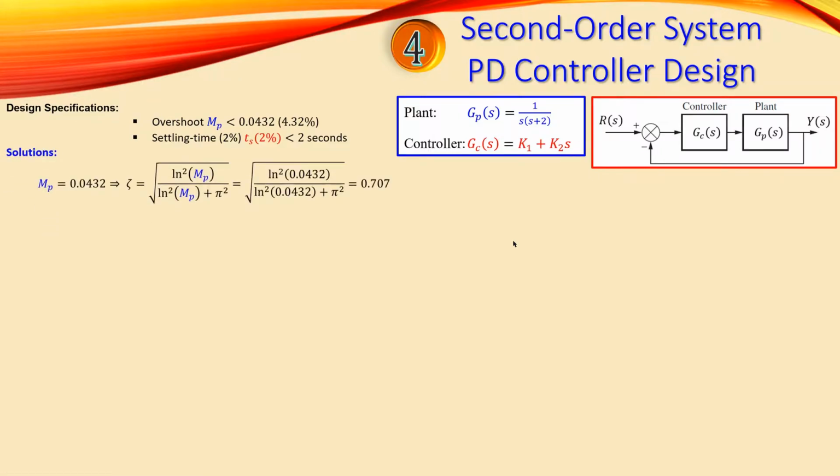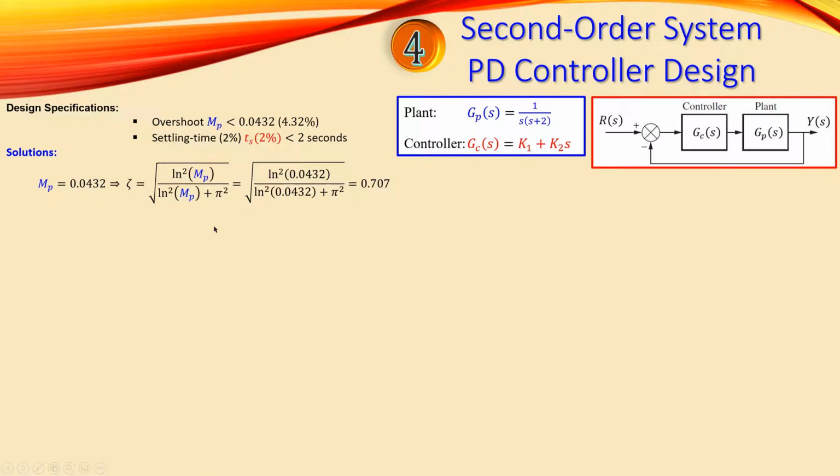What we do is first we determine the damping ratio zeta from the overshoot specification. Now the overshoot specification was given by this expression, which was 4.32%. We take the scalar value, of course, not the percentage, and we substitute that in this formula. If you do that here, you will get very close to 0.707. That is our zeta, the damping ratio.